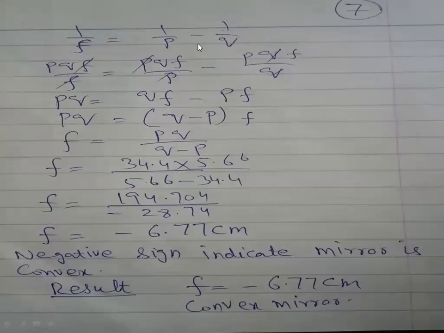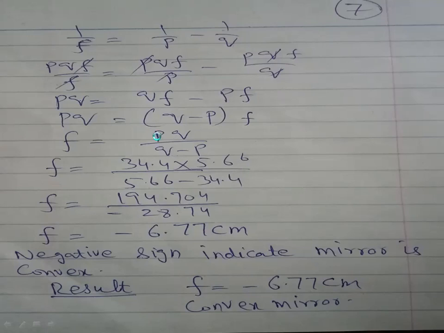you will get q, since q is negative. So this f will be cancelled with this f, this p will be cancelled, and what is left is qf minus pf equals pq. Take f common from these two: q minus p. So f is pq divided by q minus p, since if q minus p is multiplied, it goes to the other side and is divided.